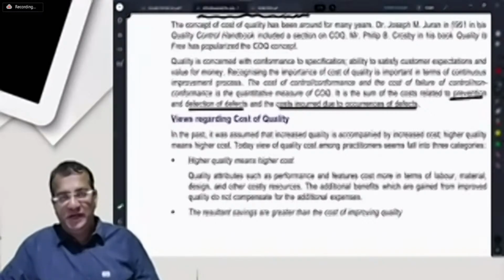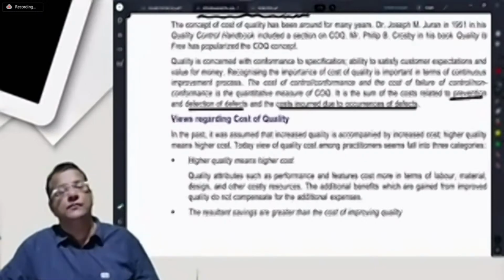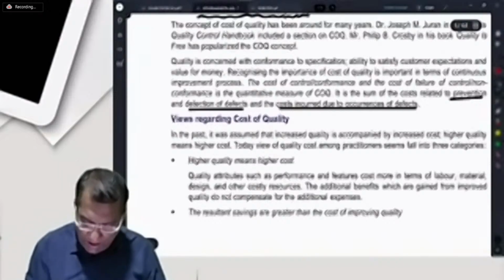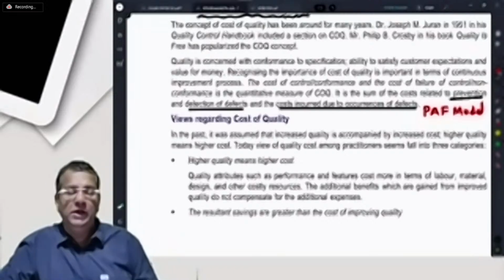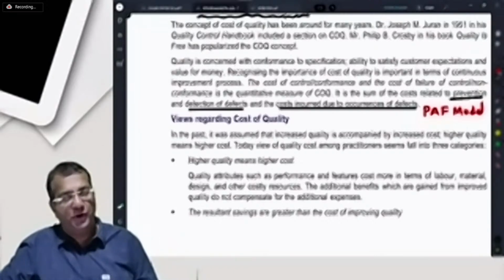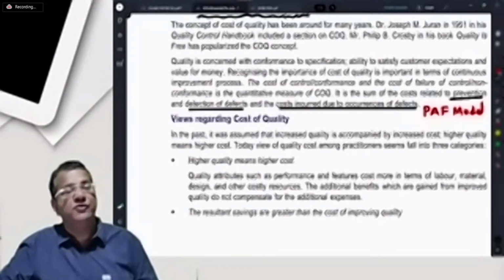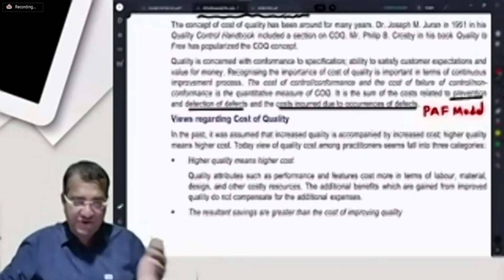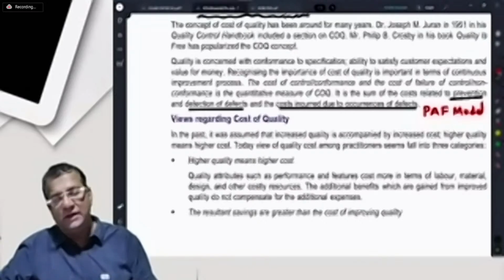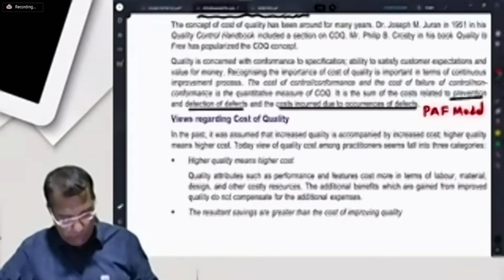Full stop. Therefore, cost of quality is also known as PAF model. Therefore, cost of quality is also known as PAF model. P stands for prevention, A stands for appraisal, that is detection, and F stands for failure. Prevention, appraisal, and failure model. Prevention, appraisal means detection of defect, and failure. Once the defect has been identified, then the cost incurred on such defect is known as failure. So prevention, appraisal, and failure. Okay.